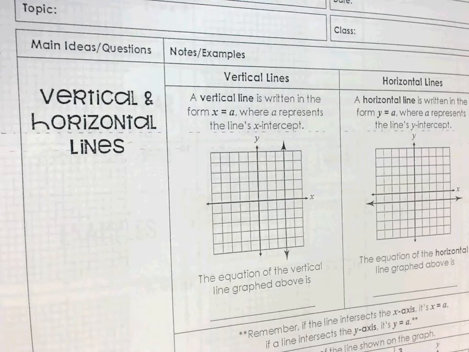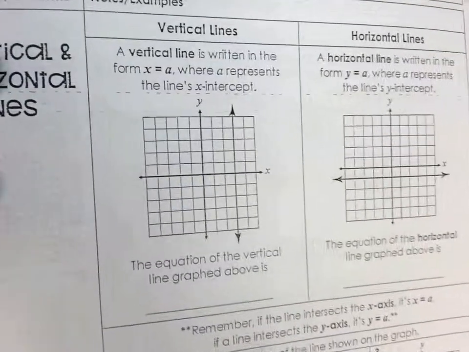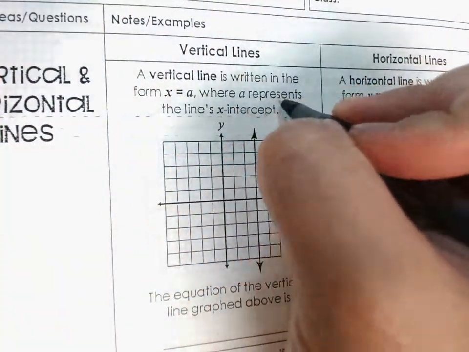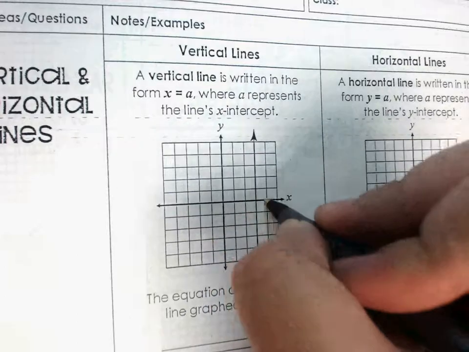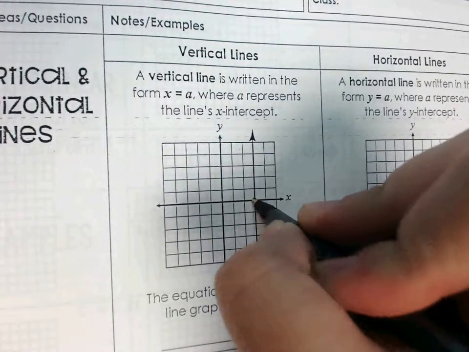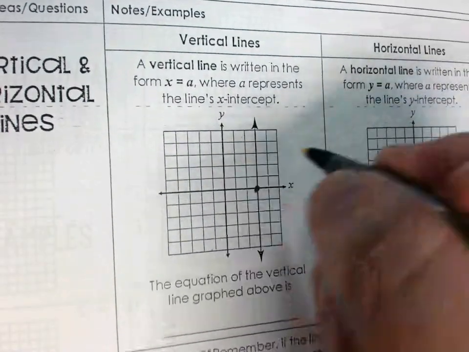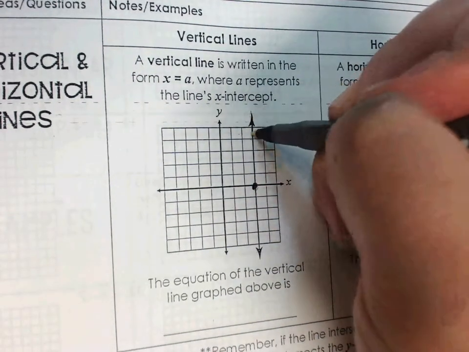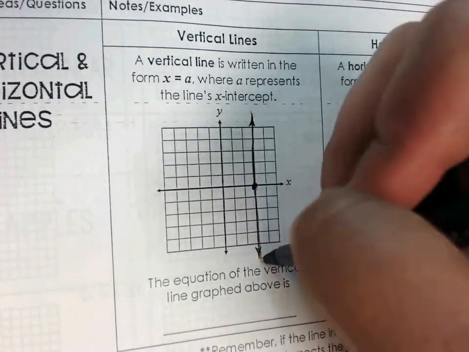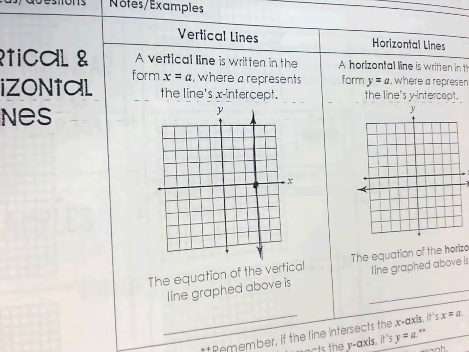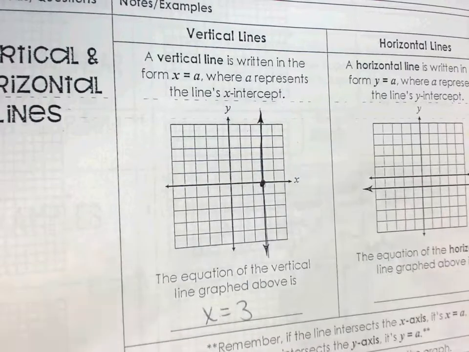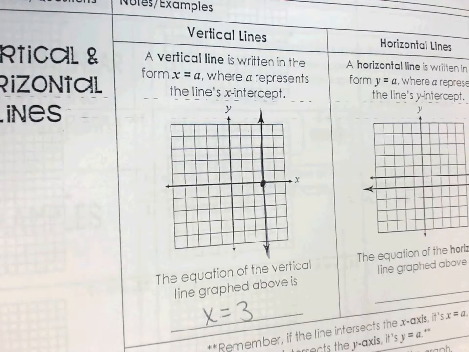Alright guys, today we're going to learn about vertical and horizontal lines. A vertical line is written in the form x equals a, where a represents the line's x-intercept. So it's going to be right here. That's at the x-intercept of 3. When it's going through the x-axis, it's going to be a vertical line, and it's going to end up being x equals 3. That's how you would write that line.